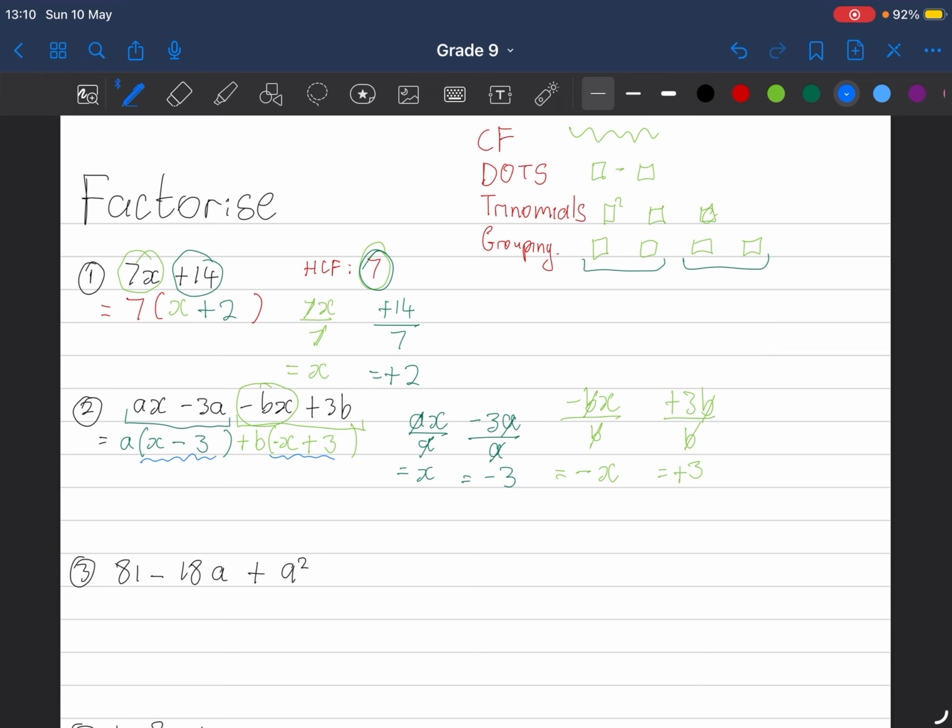But there's a bit of a problem now. It's that they're not identical. We have an x minus 3 and a minus x plus 3. Basically, the signs on both those terms are incorrect. There is something we can do to remedy that situation.